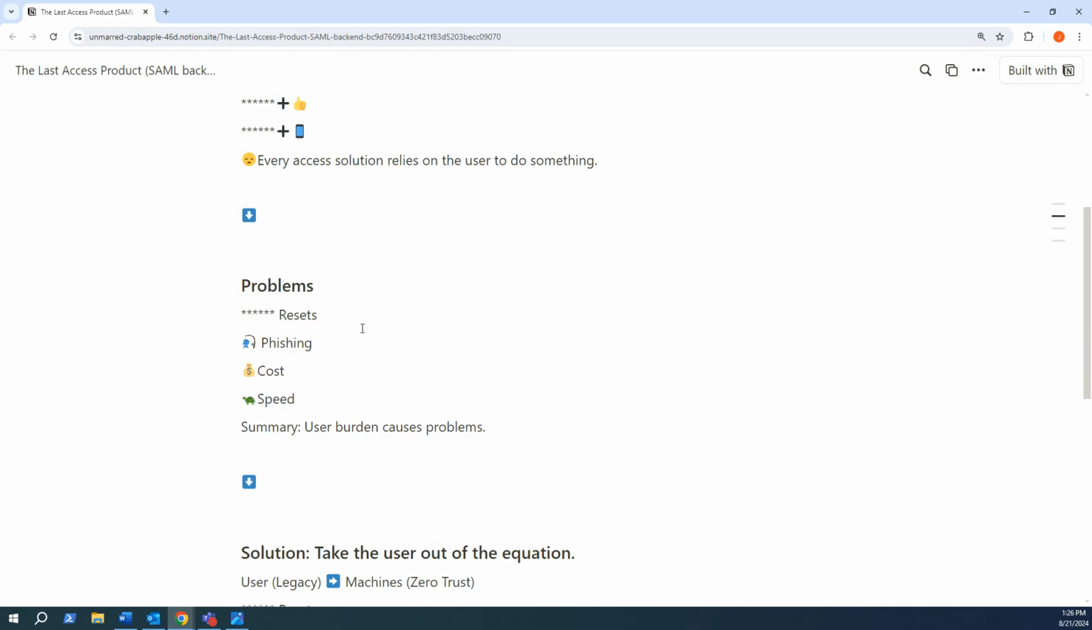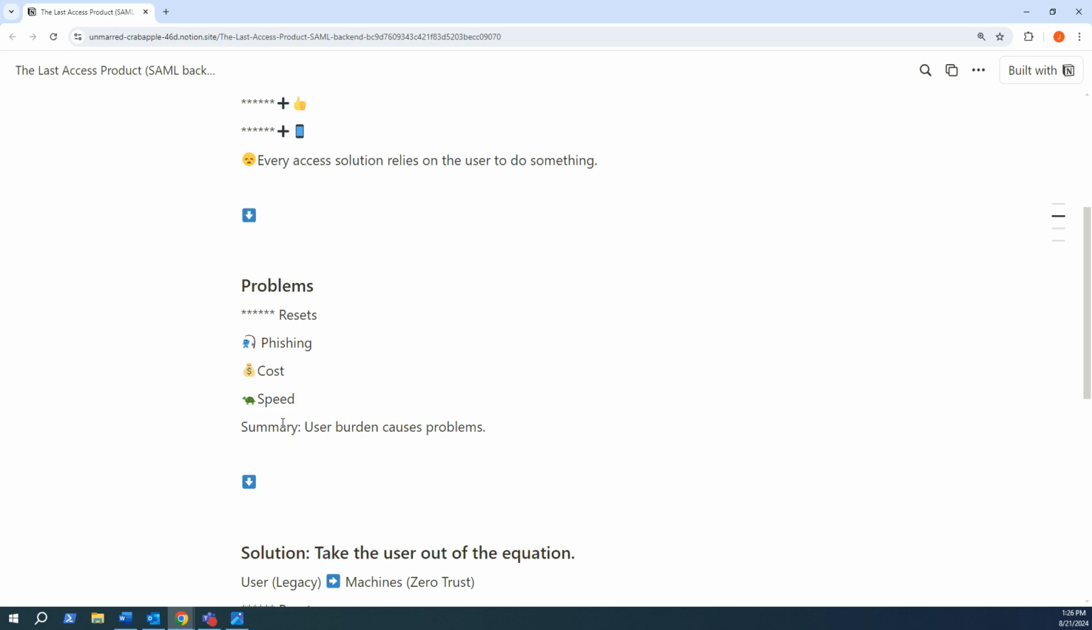The first part, the password reset, is mostly a time cost, where users might have to call into the help desk, reset the password, and productivity is lost. Or something more costly from a money standpoint could be phishing. Users might actually enter their credentials onto a website that they weren't supposed to. So whenever we associate users to access, there's always going to be a loss of money or a loss of time. So in summary, the main problem with current technologies is that the user burden causes problems.